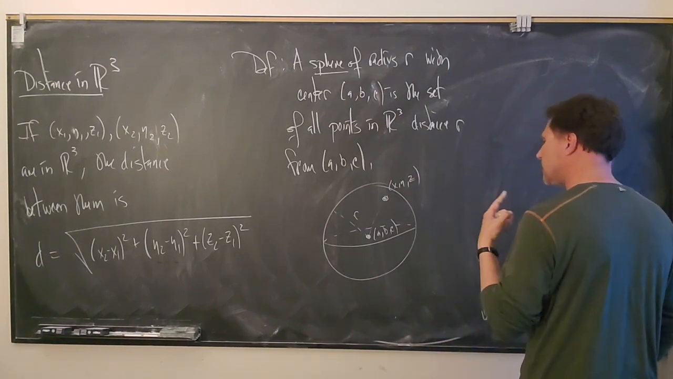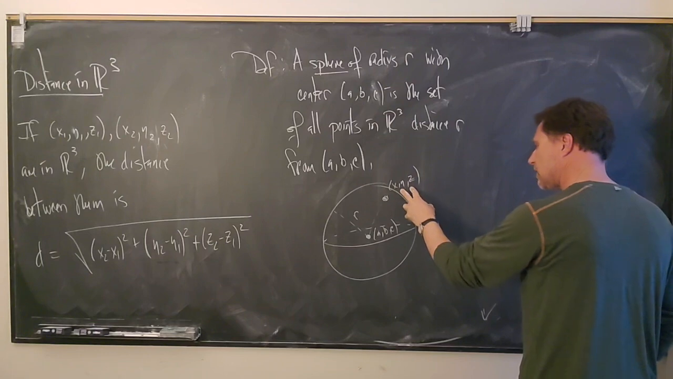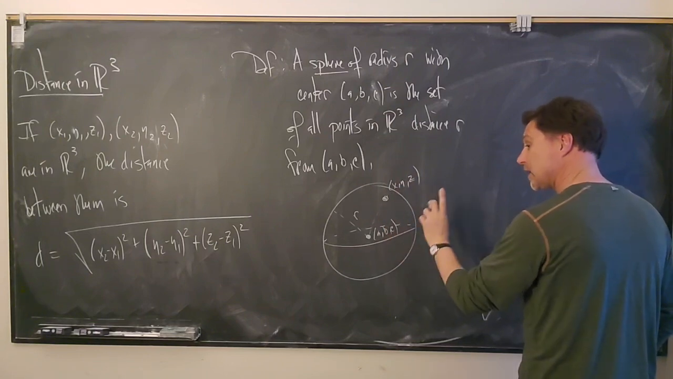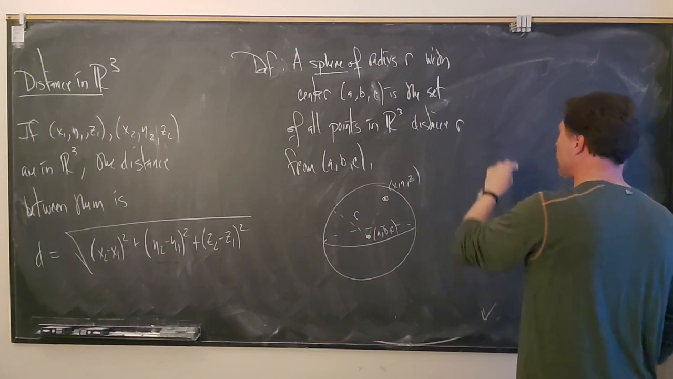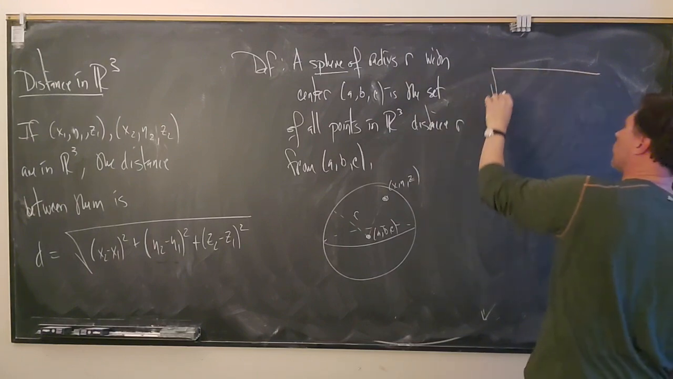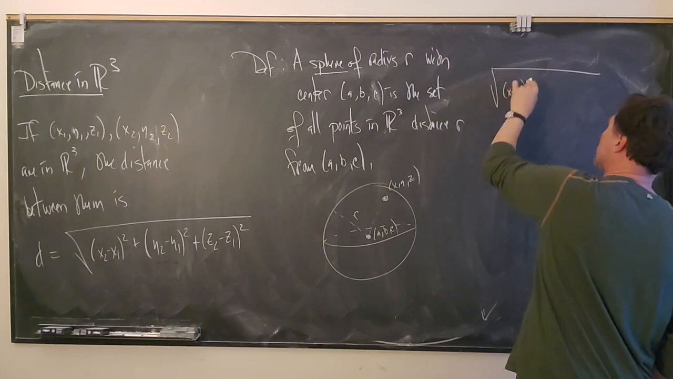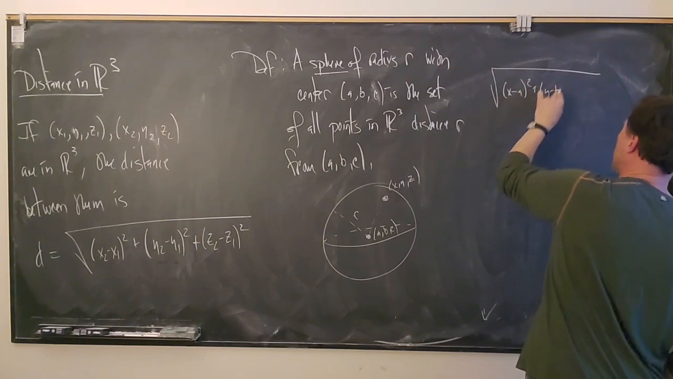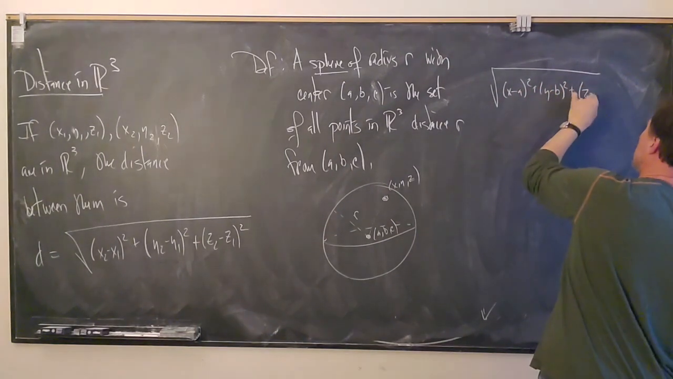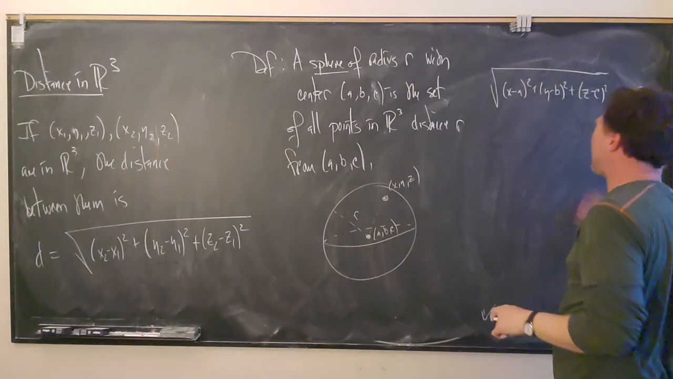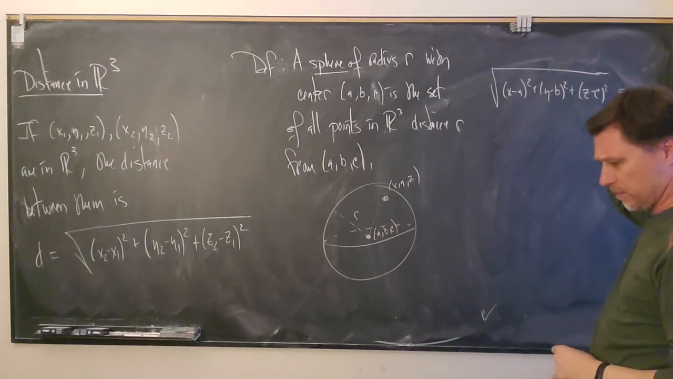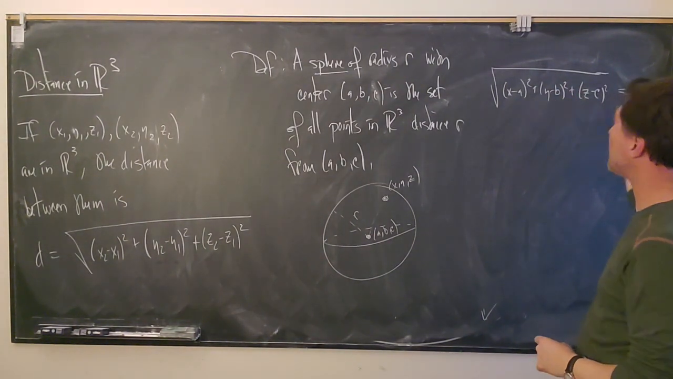So we need the distance from x, y, z to a, b, c to be equal to r. So how would we measure that? Well, it's going to be the square root of (x minus a) squared plus (y minus b) squared plus (z minus c) squared. That has to equal r, and square roots make things ugly. And so what we typically do is square both sides.